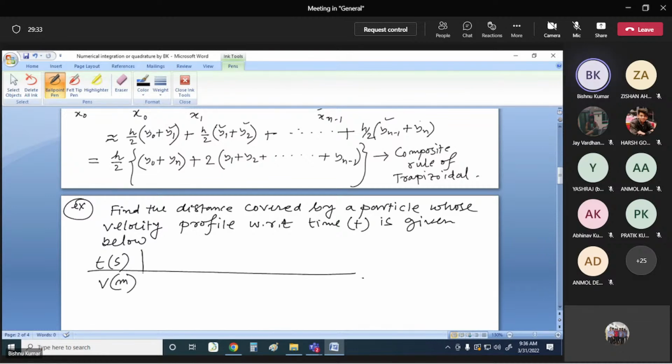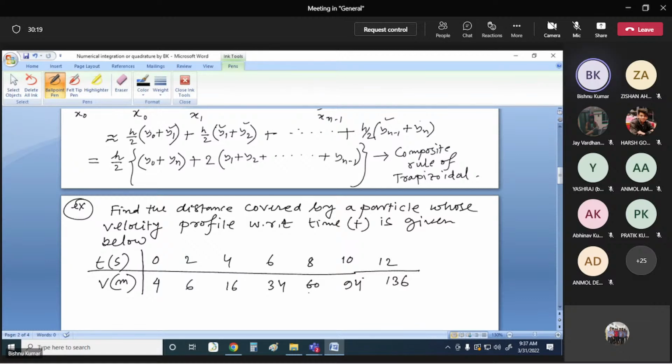At every time you are measuring the velocity. Originally its velocity was, suppose, 4. At 2 seconds later its velocity is 6. 4 seconds later its velocity is 16. 6 seconds later it is, suppose, 34. 8 seconds later it is 60. And 10 seconds later it is 94, suppose. 12 seconds later it is 136. Okay. That is the question.